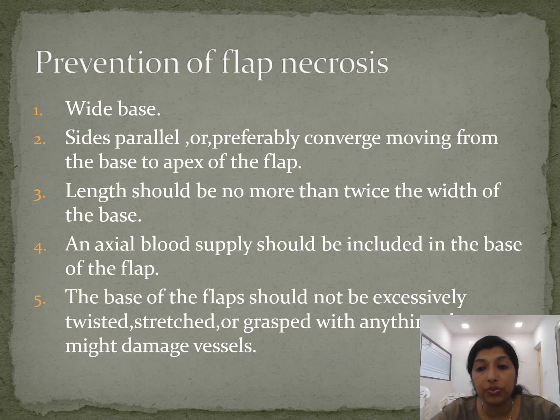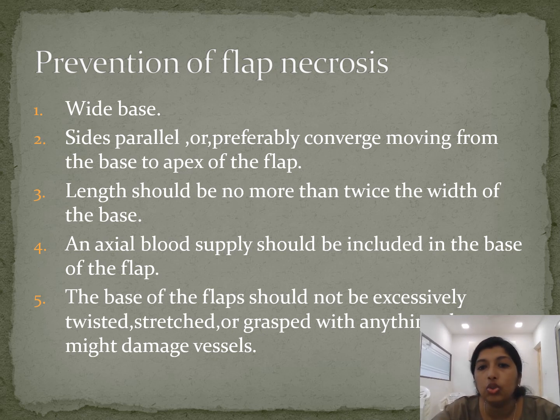And how to prevent flap necrosis? It's basically based on how much the width of the flap is and how much the height of the flap is. At least the width of the flap should always be twice the height of the flap. So how to prevent flap necrosis? First one is a wide base, then the sides should be parallel or preferably converging, moving from the base to the apex. Length should be no more than twice the width of your base.